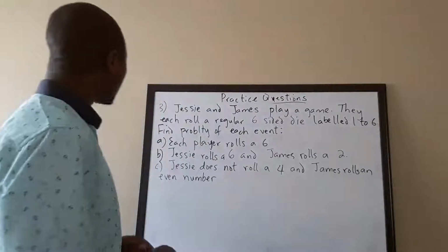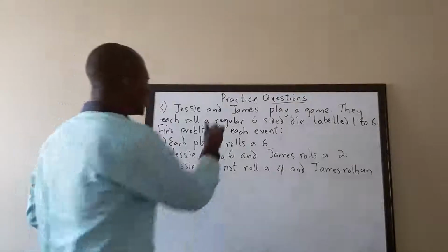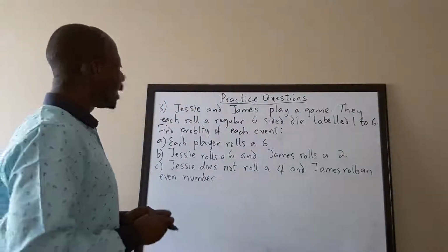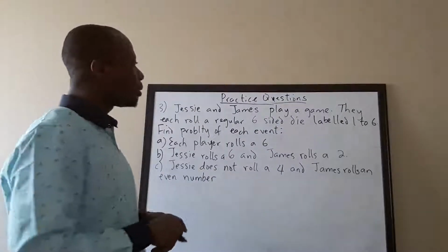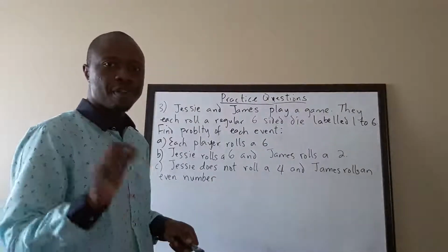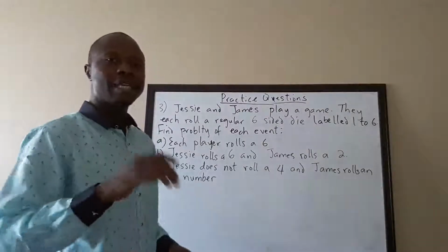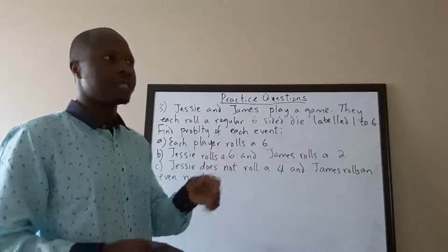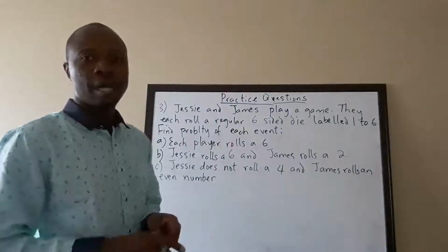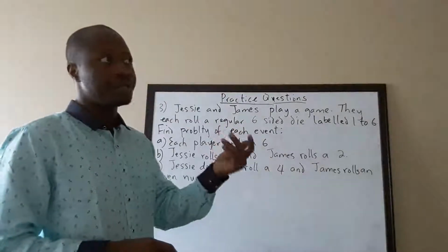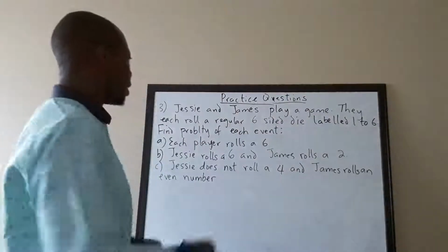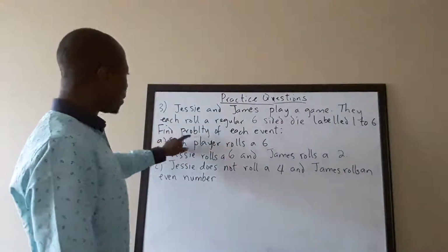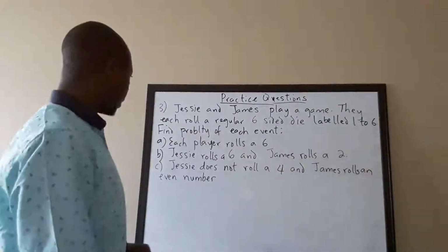Alright, so question 3. Jesse and James play a game. They each roll a regular 6-sided die. So we've got a die. It has 6 different sides, numbered 1, 2, 3, 4, 5, 6. When you count each face, you're looking at 1, 2, 3, 4, 5, and 6. So labeled 1 to 6, find the probability of each event.